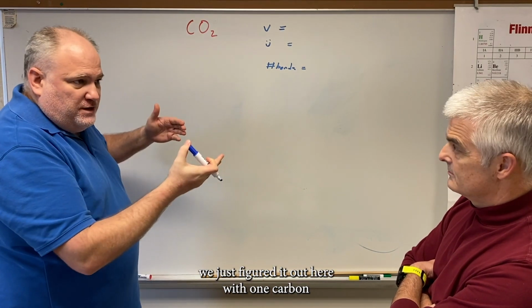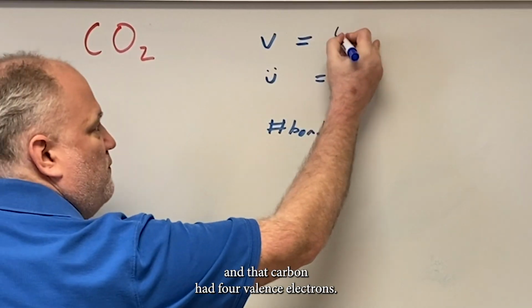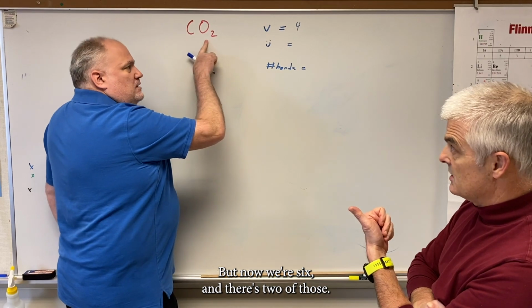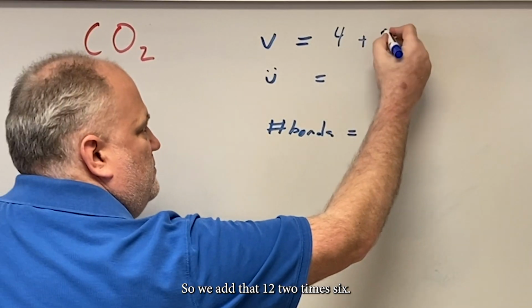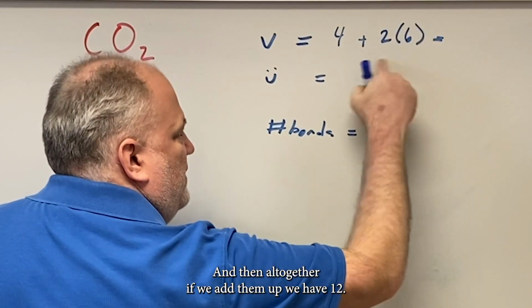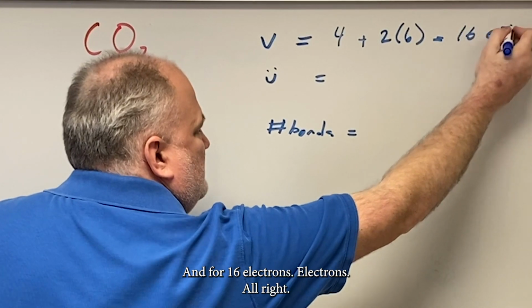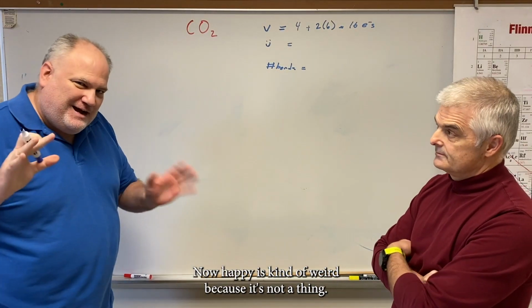But valence, we just figured it out here. We had 1 carbon, and that carbon had 4 valence electrons. Oxygen is 6, and there are 2 of those, so 2 times 6 is 12. Altogether, if we add them up, we have 12 and 4, 16 electrons. 16 electrons.